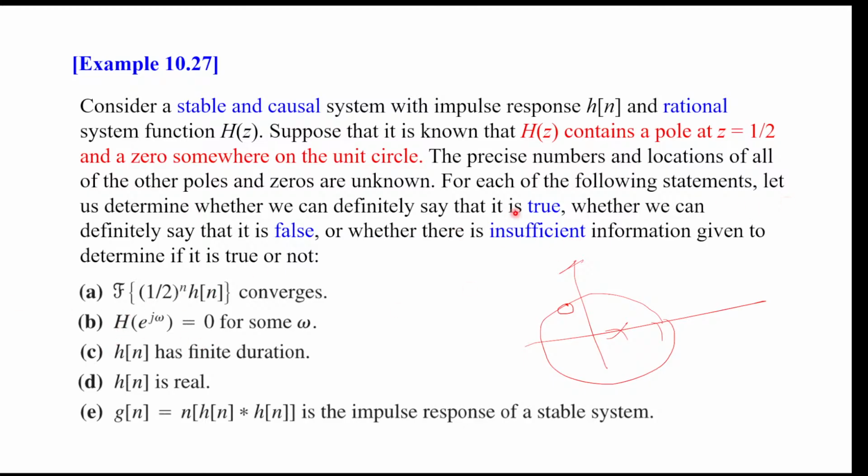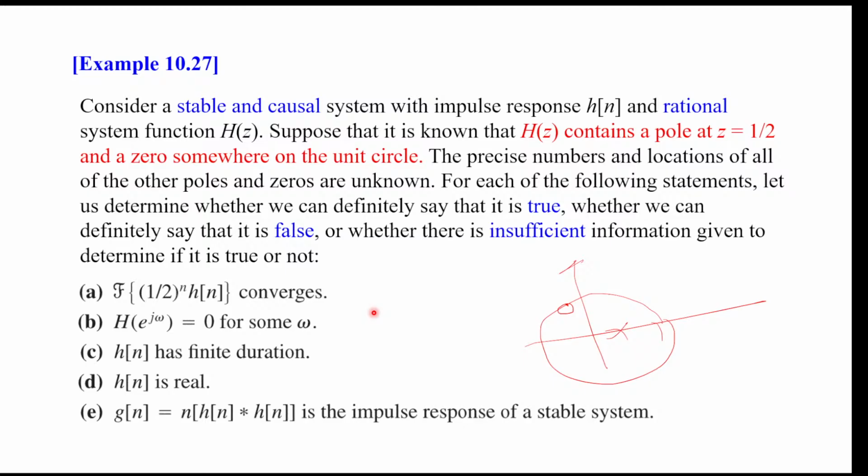Now we want to do this true, false, or maybe question for many of the conditions. We have a whole bunch of them, A, B, C, D, E. So 5 of them. Let's try to do this one by one. So first is: the sum of (1/2) to the n times h of n converges. If you think this is true, raise your hand. If you think this is false, raise your hand.